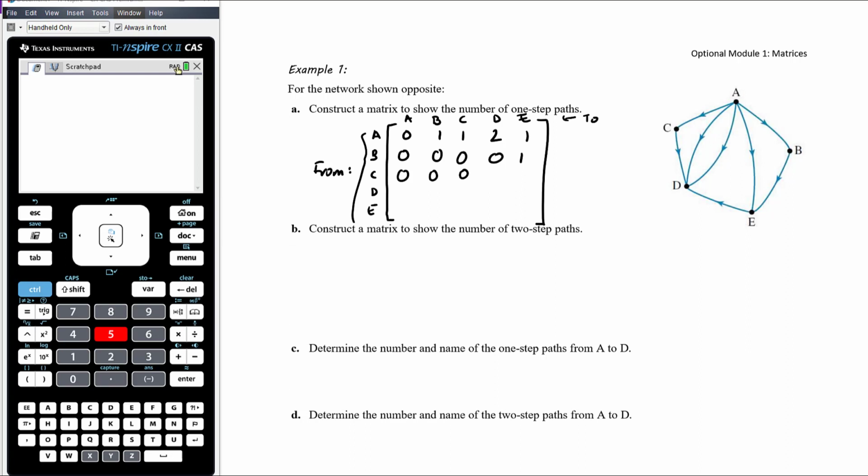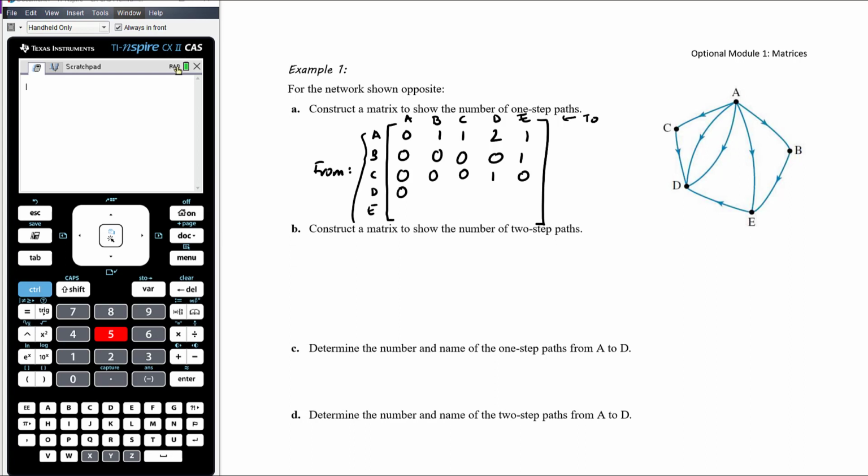C to D, yes, there's 1 path here for that, but C to E, no, there's not 1 direct path. So B and C, not great, can't get very far. Town D, so from D to A, there's 2 paths that come from A to D, but it's not possible to get back that in this direction. So there's no way to get from D to A in just 1 step.